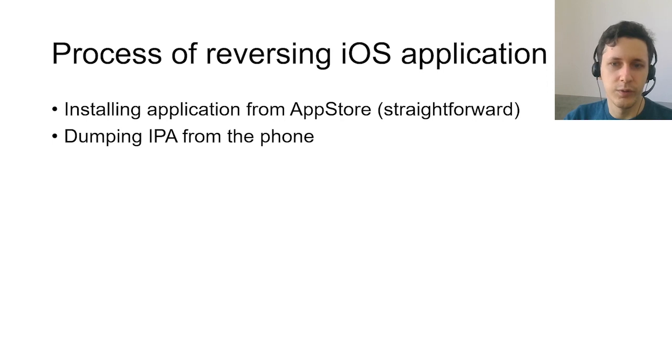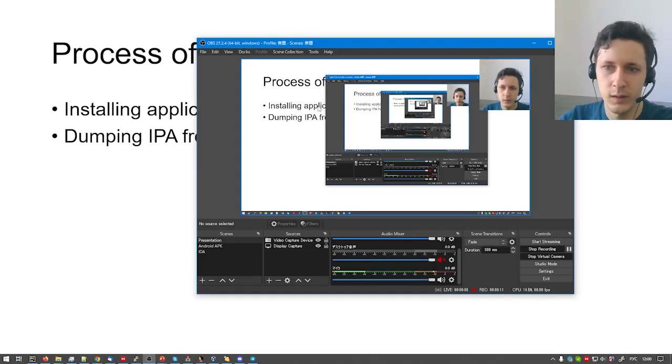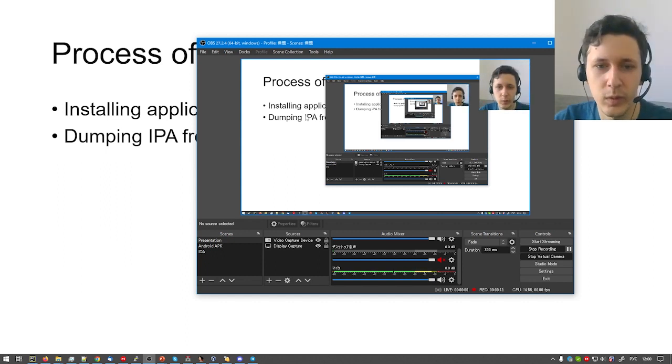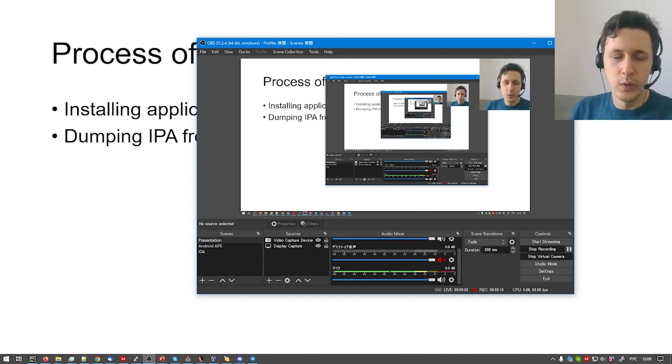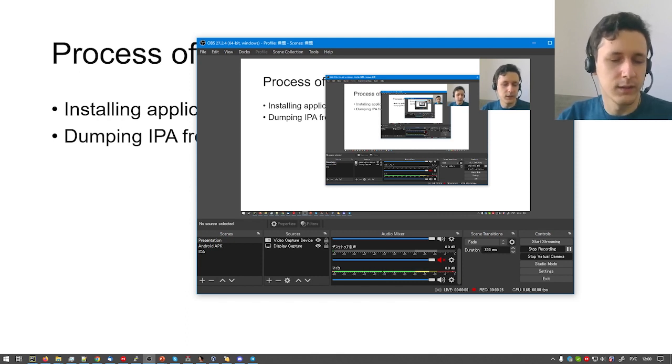The main process of reversing an iOS application will be installing the application from the App Store, which is straightforward, and dumping the application from the iPhone. For this demonstration, I have a phone with me here that I will be dumping applications from. Unlike Android, there are almost no emulators for iPhones, so we'll have to do what we can with physical devices.